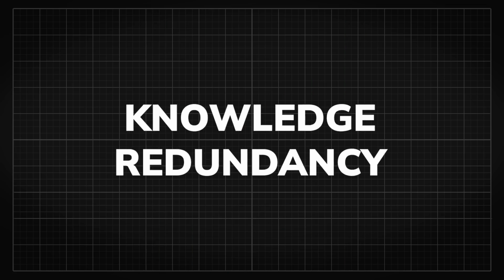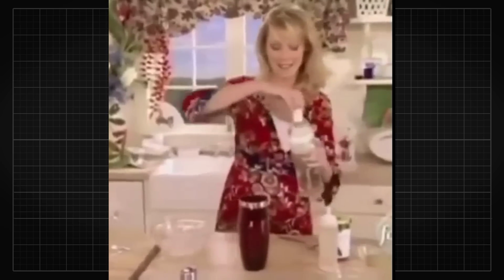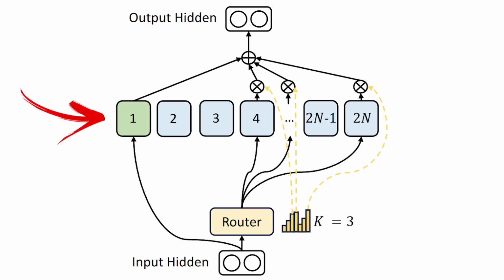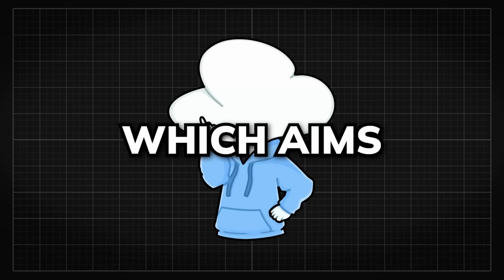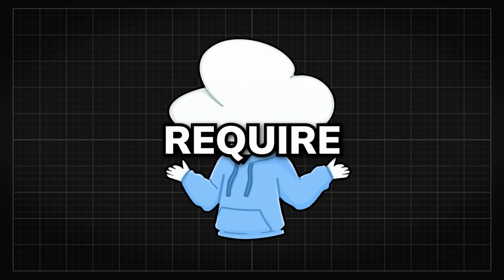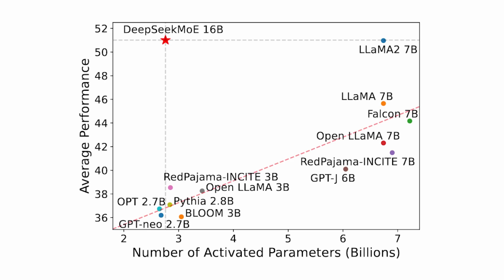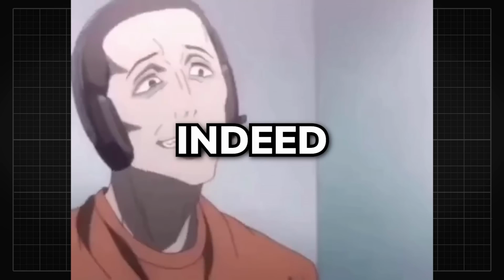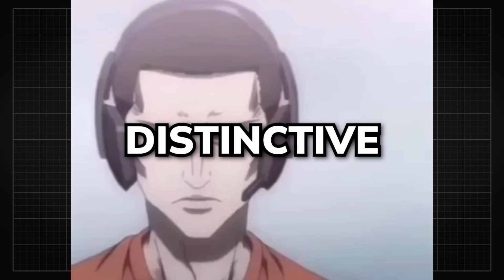And to also address the second issue I mentioned earlier, they add in a technique called shared expert isolation, where it always includes one specific expert in all activations, which aims to capture and consolidate common knowledge that various contexts will always require. So this should theoretically improve the parameter efficiency for the other experts and ensure that each routed expert is indeed specialized and locked in on their distinctive aspects.